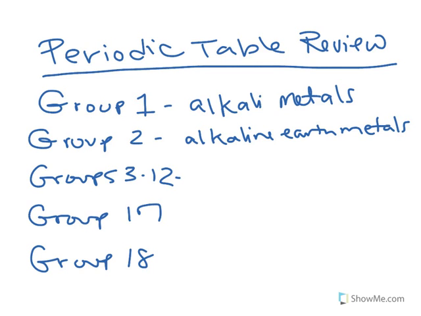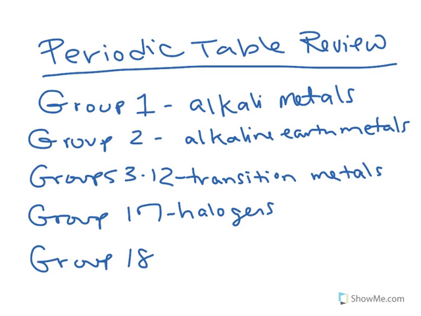Groups 3 through 12 are called the transition metals, and you need to know that transition metals produce colored solutions and that they have multiple oxidation states. That's why when we name them, we're going to use a Roman numeral to indicate what the charge of the metal is. Group 17 are called halogens, and Group 18 are called noble gases. Group 18 is non-reactive because they have a stable electron configuration.